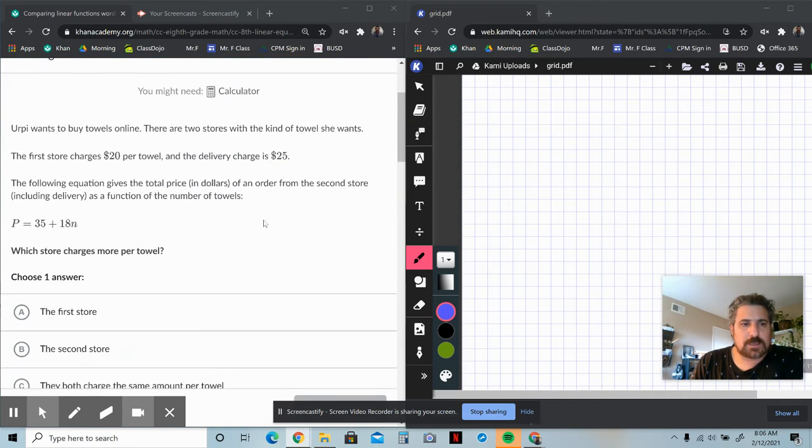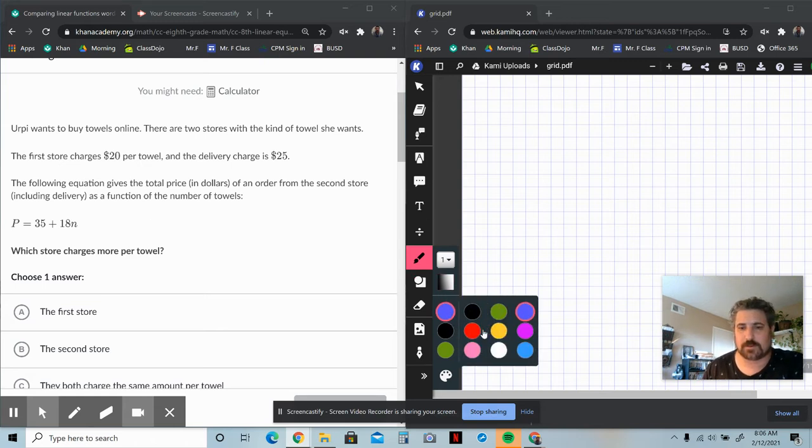Let's do this. It says, Erpy wants to buy towels online. There are two stores with the kind of towel she wants. The first store charges $20 per towel and a delivery charge of $25. The following equation gives the total price in dollars of an order from the second store, including delivery, as a function of the number of towels. So N is the number of towels, and P is the price including delivery. So let's first write the equation for the first store.